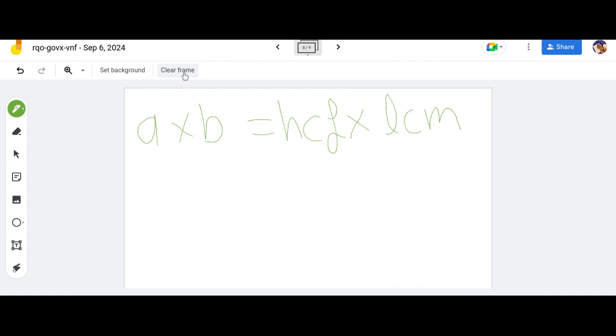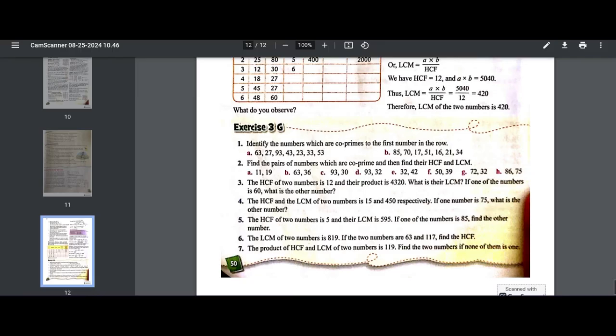So in these questions, maybe the values of A and B collectively, the product result, is given, and we have to find the LCM. HCF is given and LCM is missing. So for the formula, according to the given data, you have to find the values.